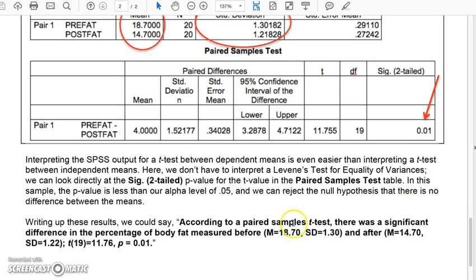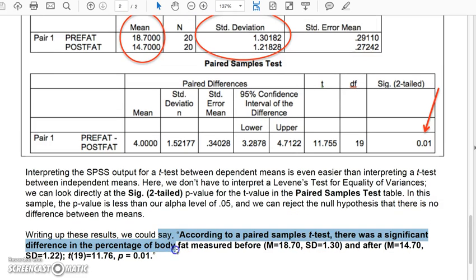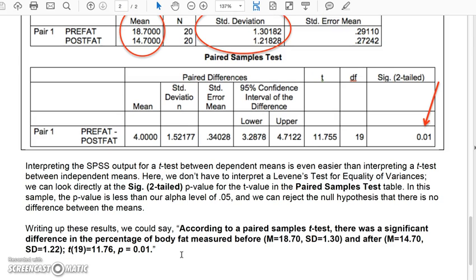Now, this is how you're going to write up the results. This is the example in bold. And so these results, and your results when you're practicing it, should follow this exact formula. According to a paired samples t-test, there was a significant difference in the percentage of body fat measured before and after participation in the diet and exercise program.